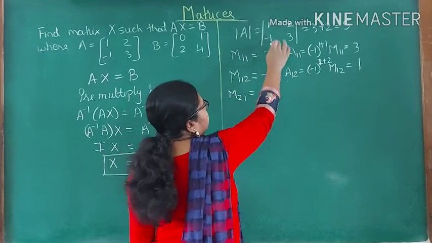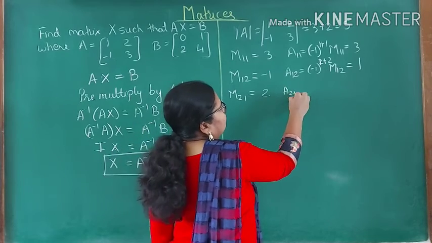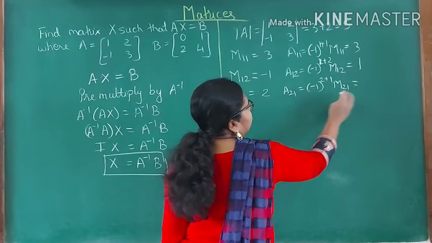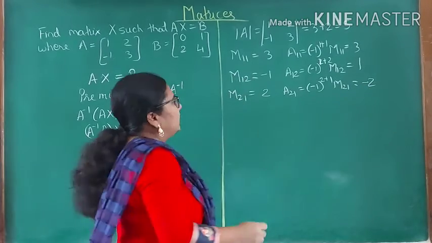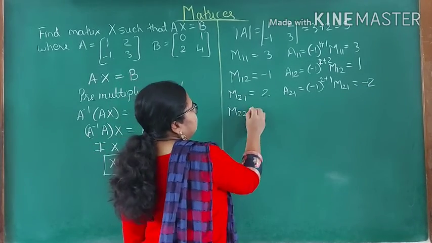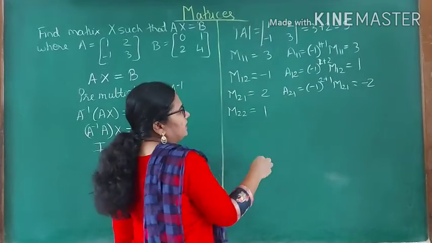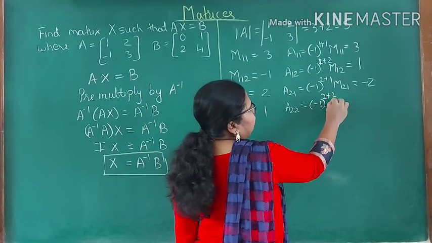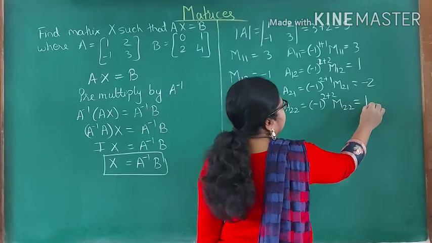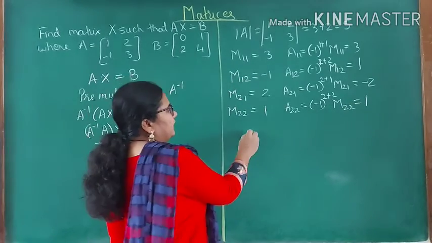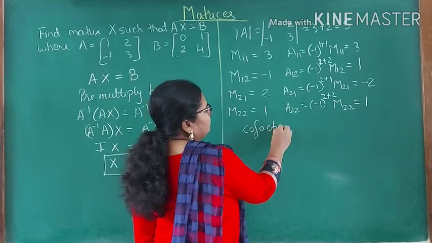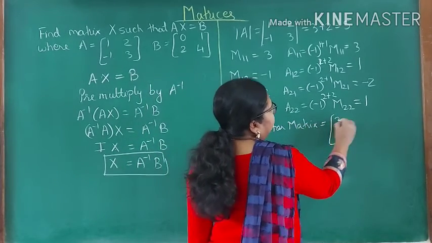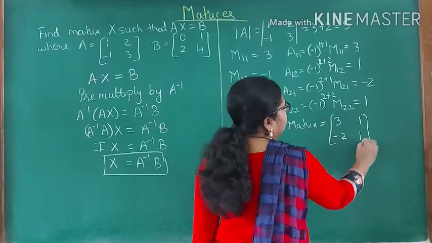M21 will be second row, first column elimination: 2. A21 will be minus 1 to the power 2 plus 1 into M21. The sign will get changed, odd power addition. And the last element is M22: eliminate second row, second column. The answer is 1. The cofactor will remain the same because 2 plus 2 is 4, even power addition, so the answer will remain 1. So what is the cofactor matrix here? The cofactor matrix is equal to 3, 1, minus 2, 1.